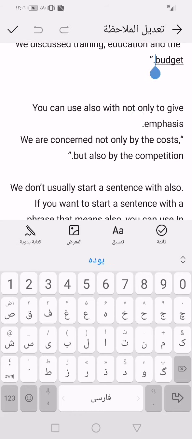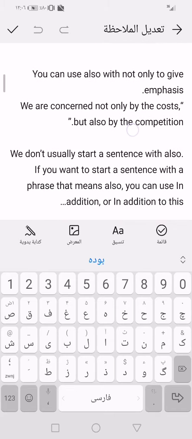You can use also with not only to give emphasis.